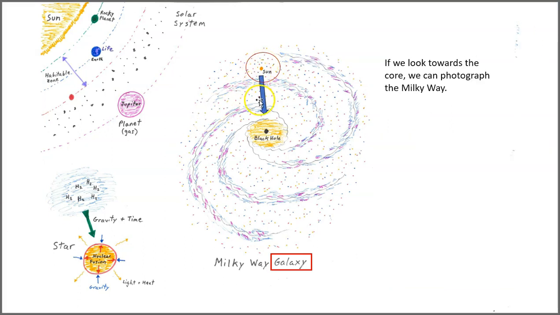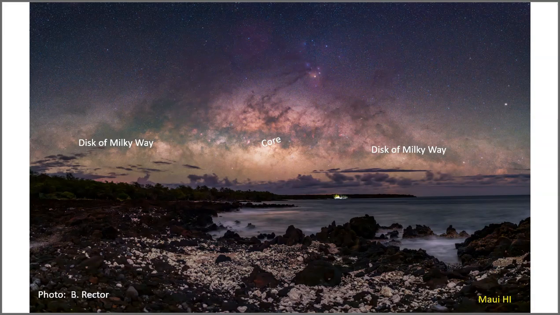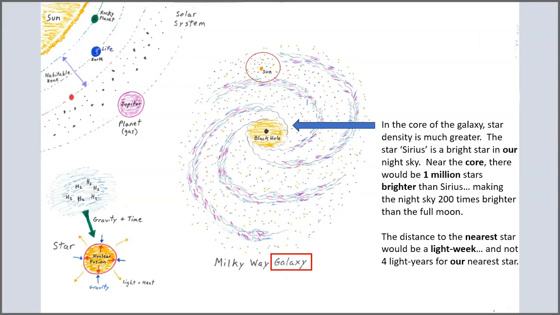If we look towards the core of the Milky Way, again under dark skies, and if we're using a camera to collect more light, you can get a picture like this. So here we see the core of our Milky Way, and the disk of the Milky Way extends in either direction. In the core of the galaxy, star density is much greater.